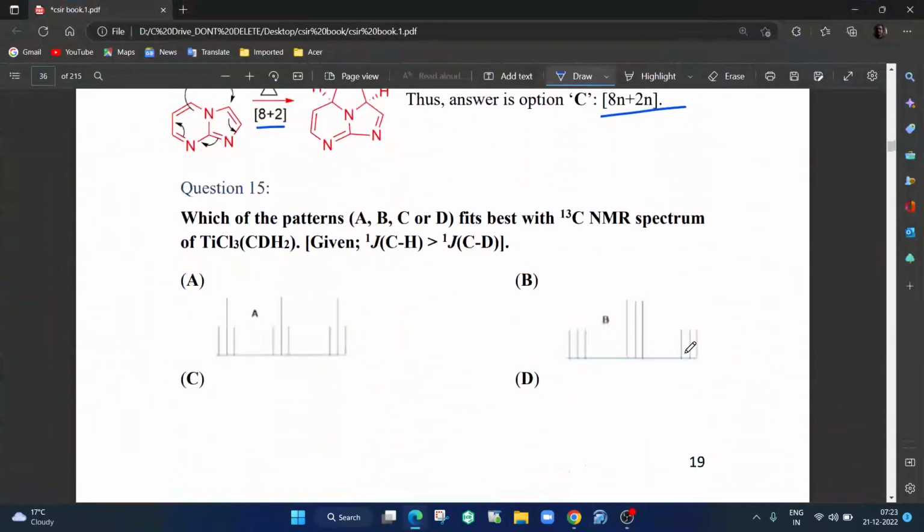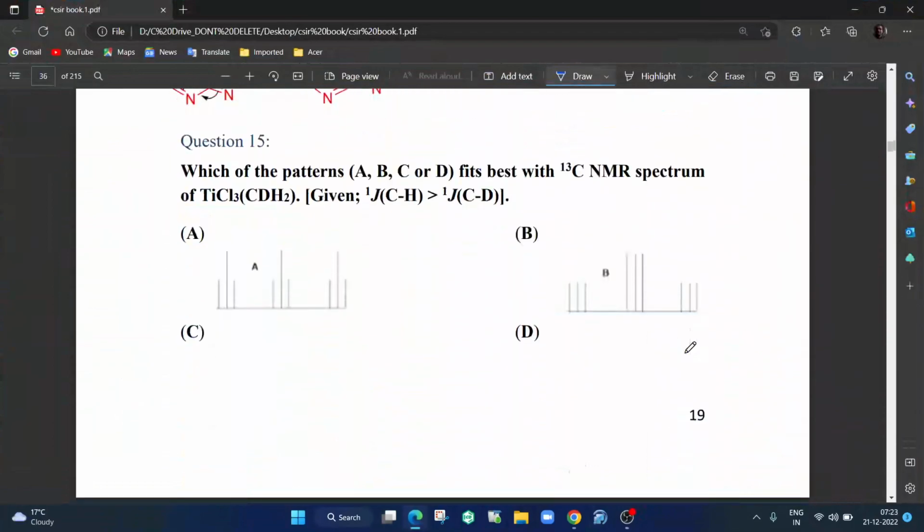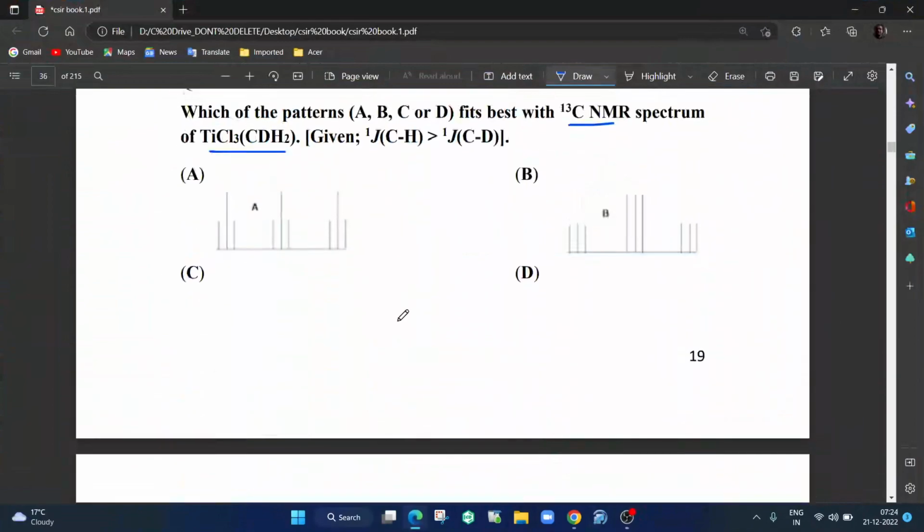Let's look at the last question. This is very interesting. It's very similar to the previous video which we did. So here they want you to find out the C13 NMR spectrum of TiCl3 CDH2. They are asking which pattern fits well, and they are saying that CH coupling is greater than CD coupling. So let's understand this part. Hydrogen couples more than deuterium.